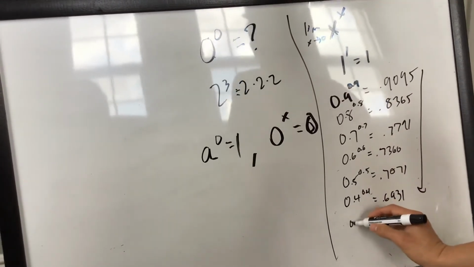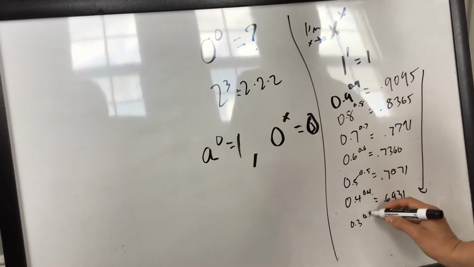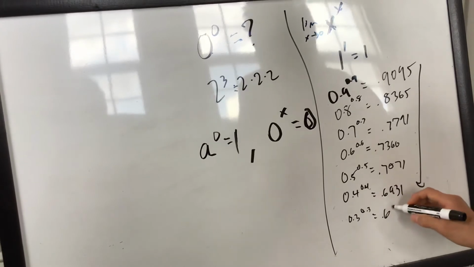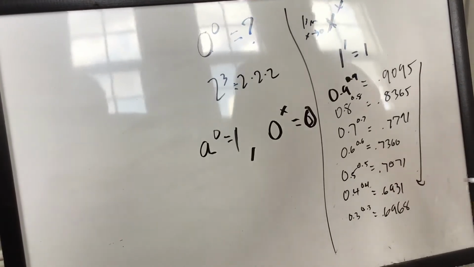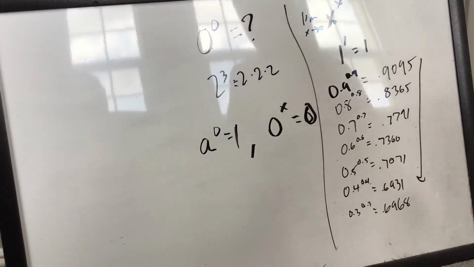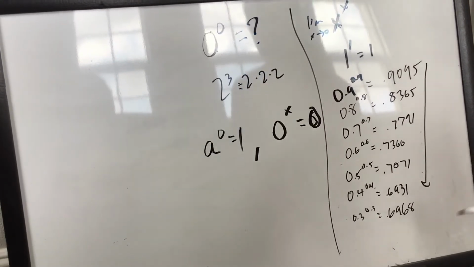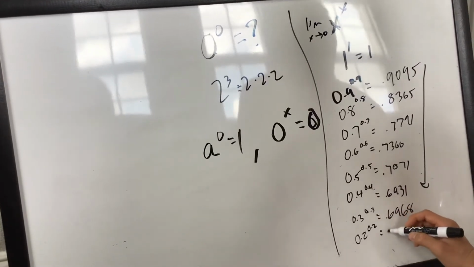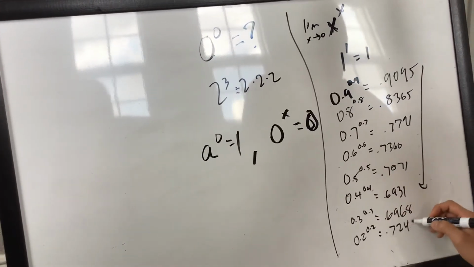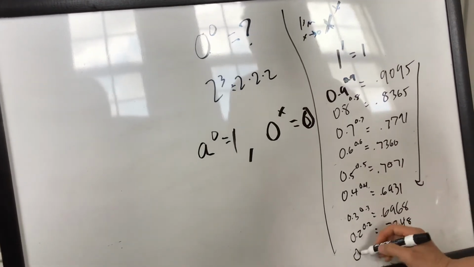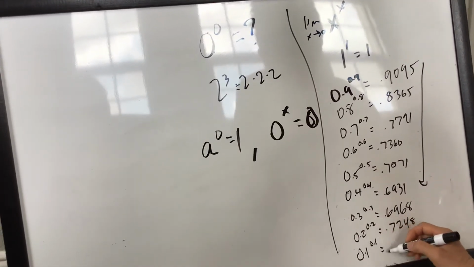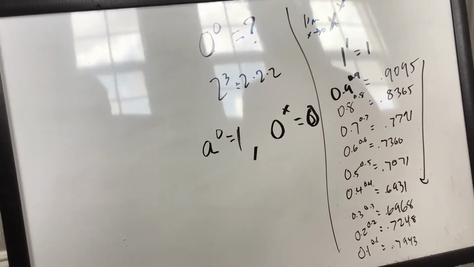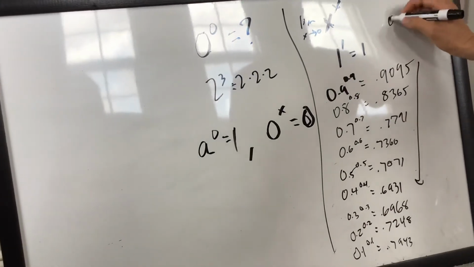So let's keep plugging in numbers. 0.3 to the power of 0.3 is equal to 0.6968. Wait, that's weird. We're starting to go up all of a sudden. So could the limit actually be at 1? Let's keep plugging in numbers to find out. 0.2 to the power of 0.2 is equal to 0.7248. So we made a huge jump here. If we plug in 0.1, 0.1 to the power of 0.1 equals 0.7943.